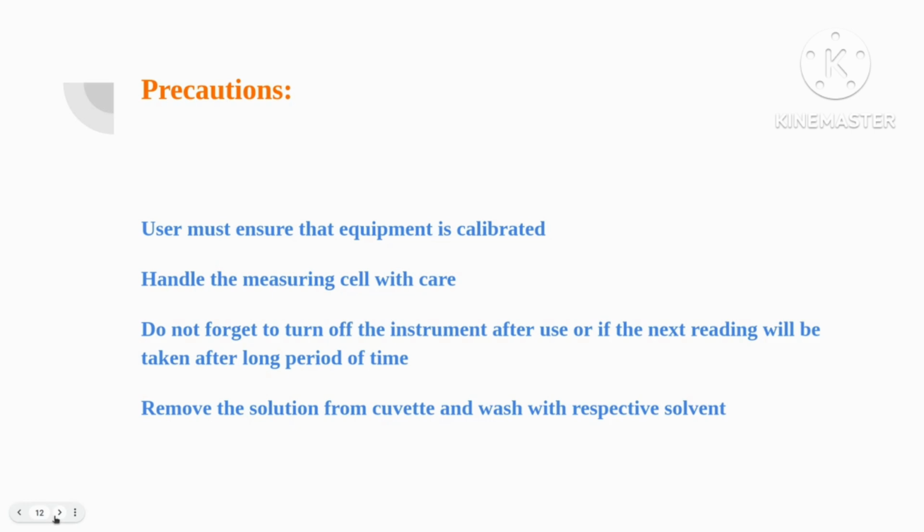So these are all the things about calibration parameters of the UV visible spectrophotometer, the operation procedure for the UV spectrophotometer, general precautions to be taken for the UV spectrophotometer, and finally the cleaning procedure for the UV spectrophotometer. I hope you understand clearly.